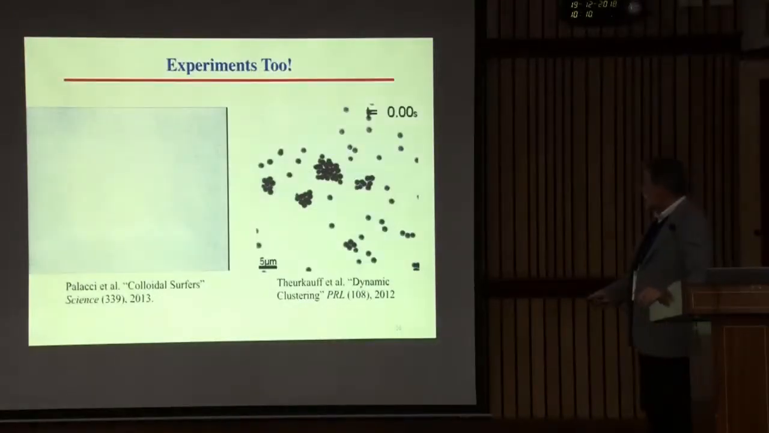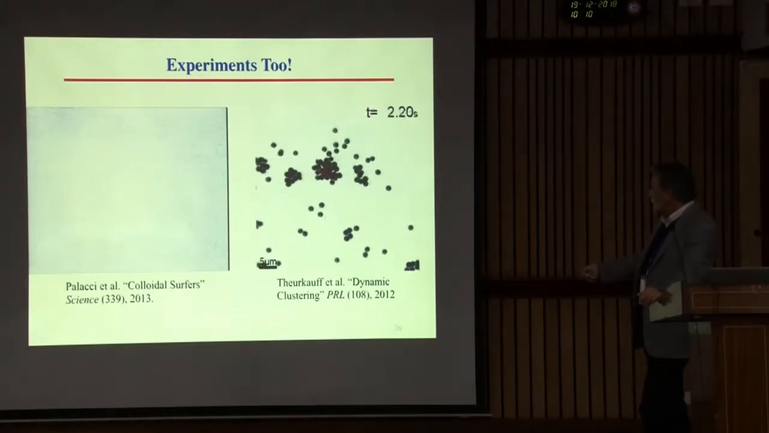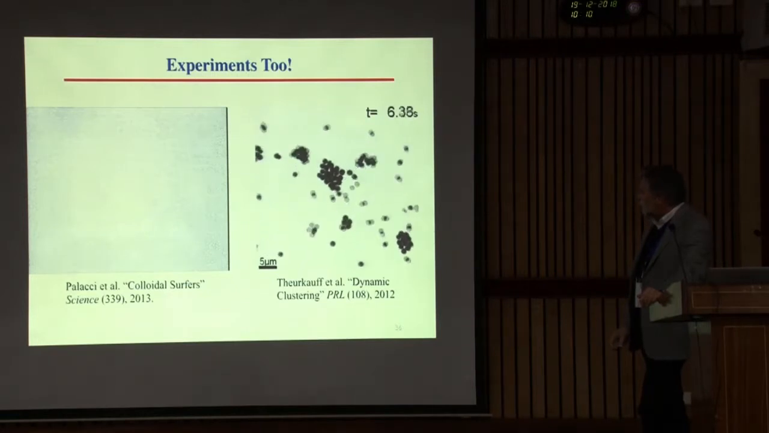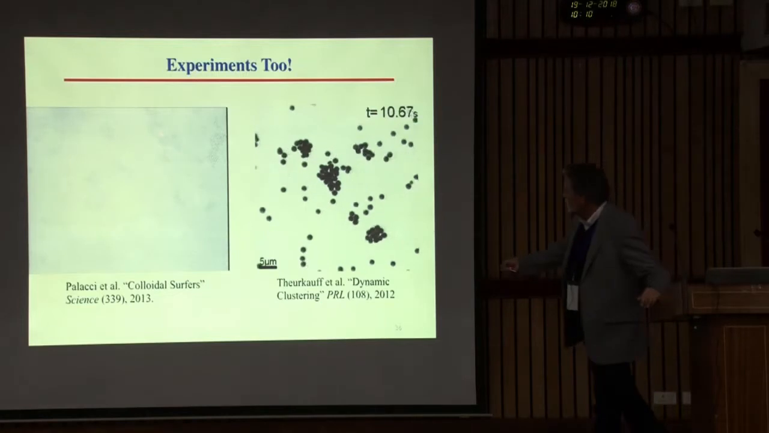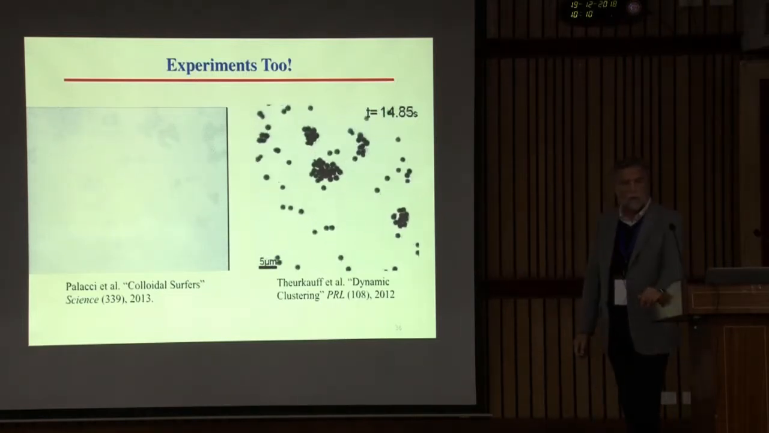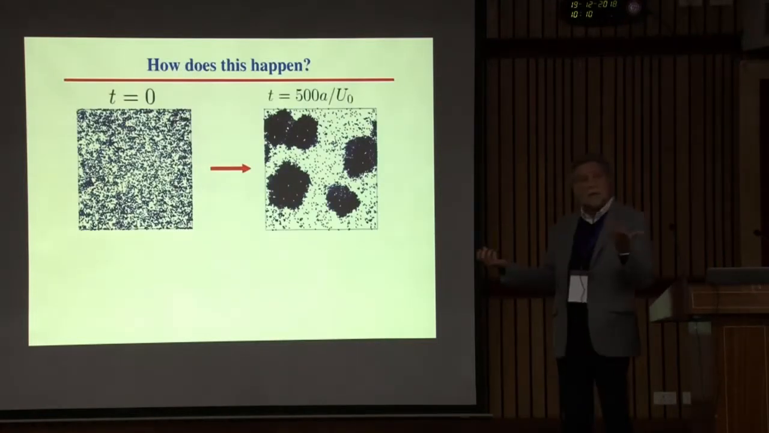These are the original experiments by the group in Lyon, which have small clusters of particles with gaseous-like particles around them, as well as, those are hard to see, the colloidal surfers by the NYU group, which have little crystallites, you can see here, with some gaseous particles running around them. So the question is, why does this happen?